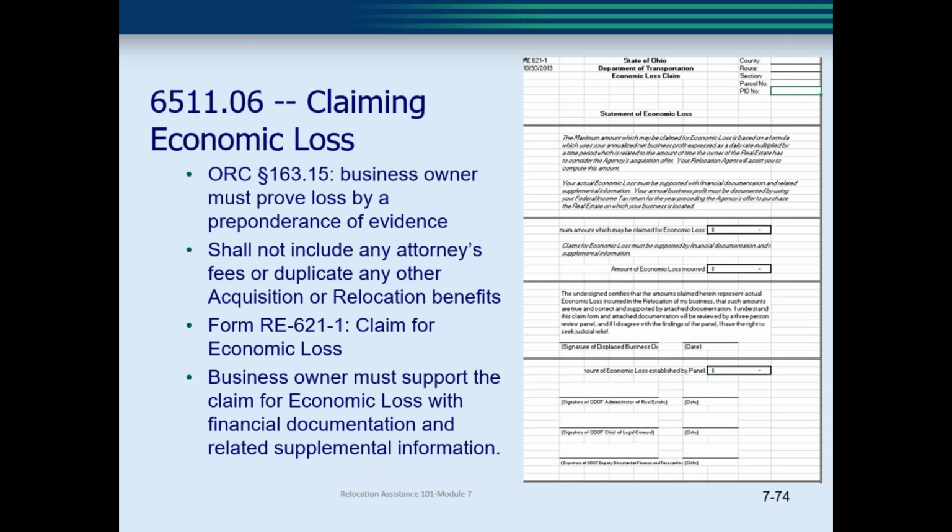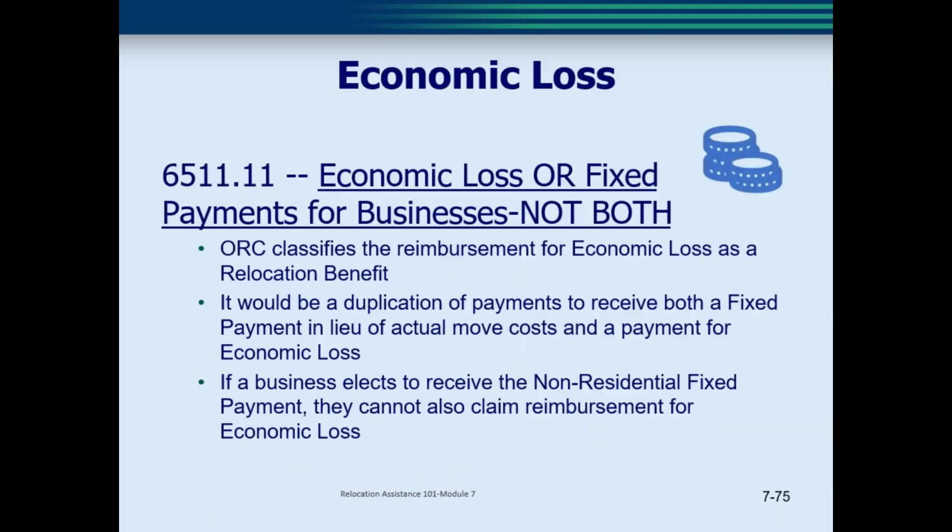Now, we also have a form for economic loss, just like we do for goodwill. The form for economic loss is RE 621-1. The relocation agent will assist them in filling out this form. Then the owner must attach all the financial documentation and the related supplemental information needed to support their claim. And you should have a copy of that form in your handouts.